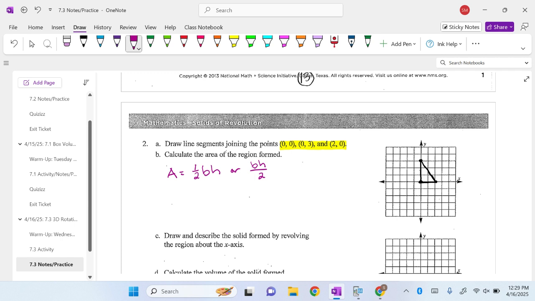All right. So what is my base of this right triangle? 2. Your base is typically the bottom of your triangle or the flat part of your triangle. What's the height? 3. So right triangles are easy with finding the height because the legs, one would be the base, the other one will be the height. And then we don't have to worry about the hypotenuse.